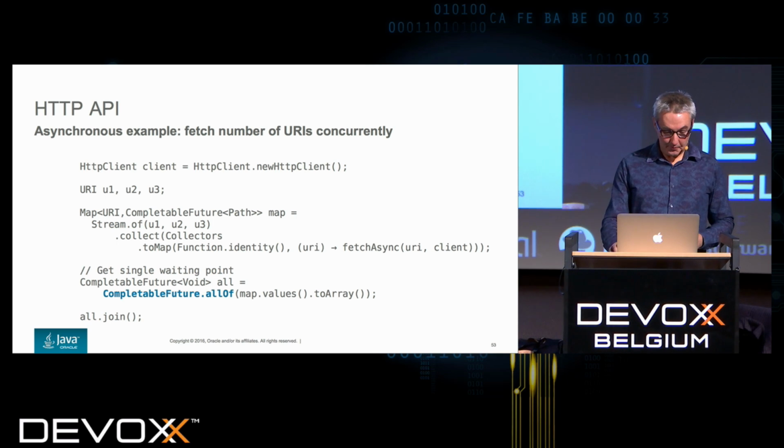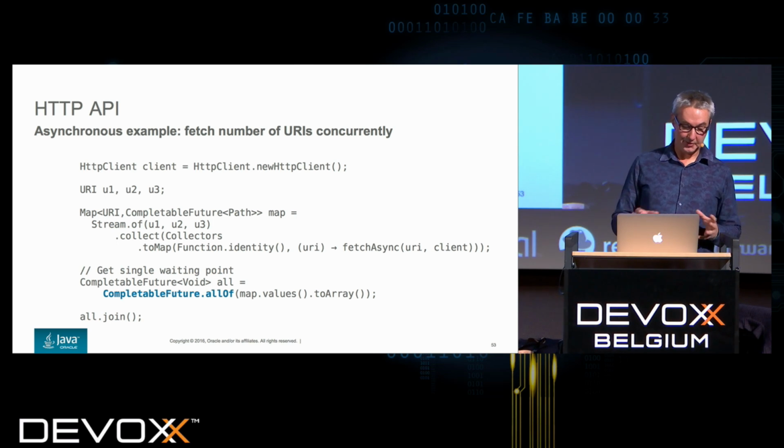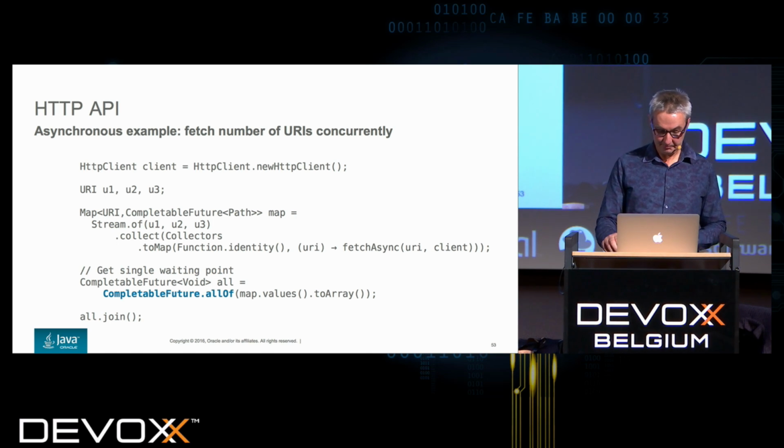Basically, the CompletableFuture of Void that's returned, which I'm calling all in this case, when you call all.join, if that returns normally, it means that all of the individual URIs were loaded normally. If it throws an exception, it means at least one of them failed, and then you can go back to the map and see which one failed. Okay, so I think that gives a flavor of how this asynchronous API can be used.